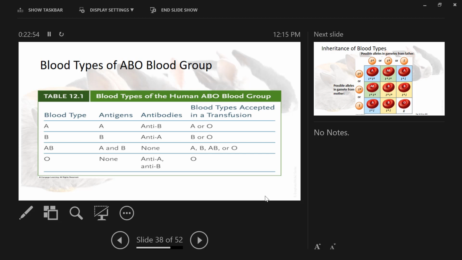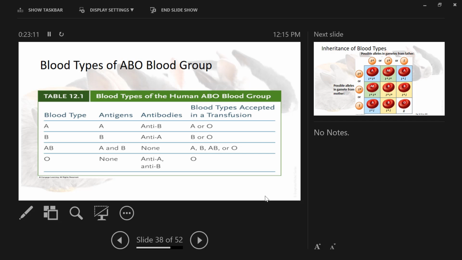Same thing with B. If you have B-type blood, you can have 2 copies of the B allele, or you can have 1 copy of the B allele and 1 copy of the O. The O is saying don't make any sugar. This one's saying make the B sugar. Whether you have 1 copy of that or 2 copies, you're going to put the B sugar on your red blood cells. But if you have A and B, you're going to make both sugars.